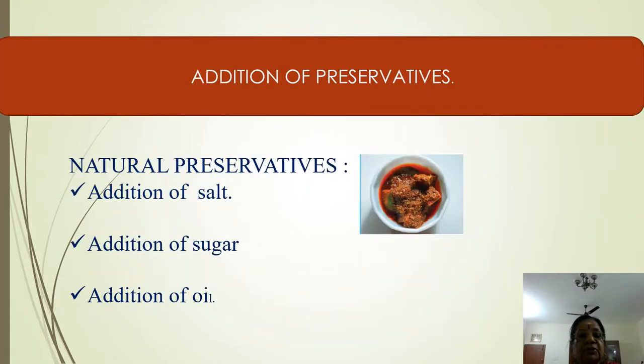Right? Now here, for the preservation of food, there are two methods of preserving by adding some preservatives. One is natural preservatives, another is artificial or synthetic preservatives. Natural preservatives are the addition of salt, sugar and oil. Addition of salt or sugar or oil. Now, in this picture, what is given is avakkai pickle.